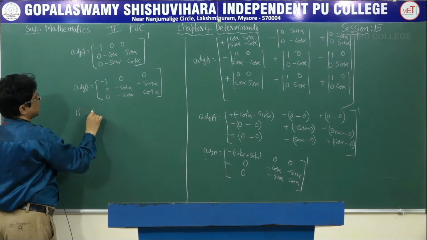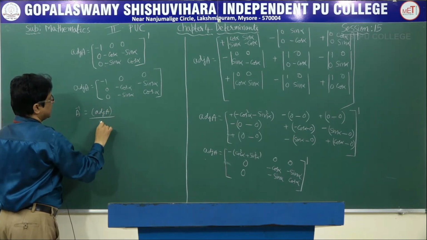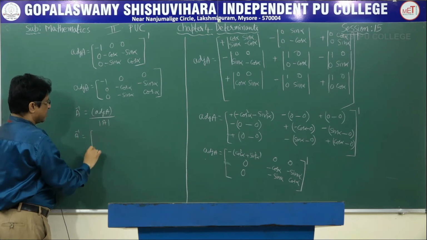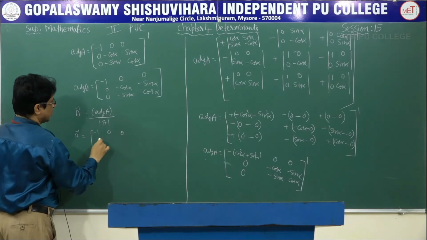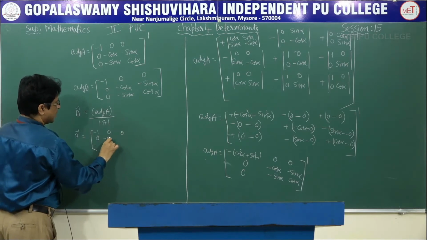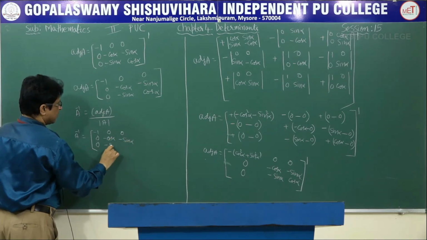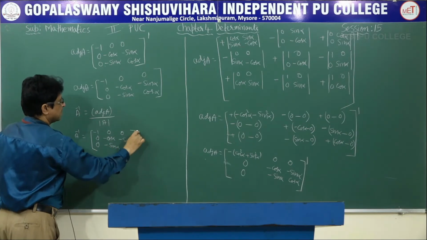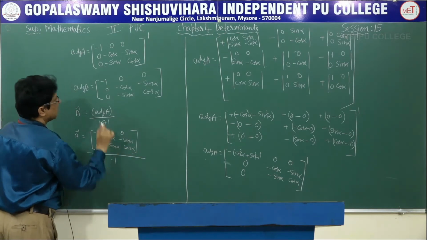So A inverse is equal to adjoint A by determinant A, that is A inverse is equal to adjoint A, which is the matrix minus 1, 0, 0, 0, minus cos alpha, minus sin alpha, 0, minus sin alpha, cos alpha, divided by determinant A. Determinant value is minus 1.